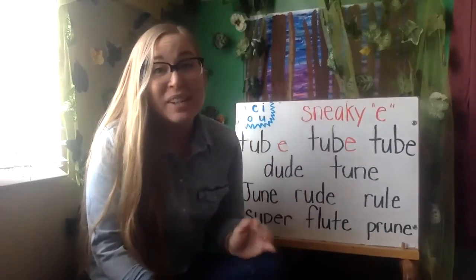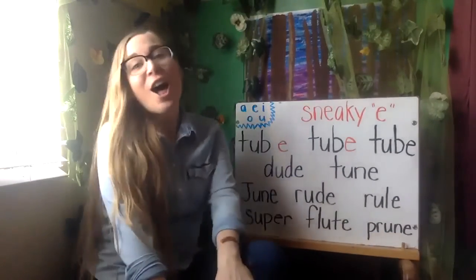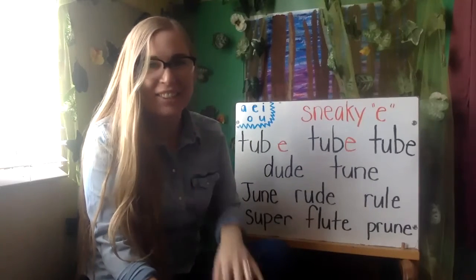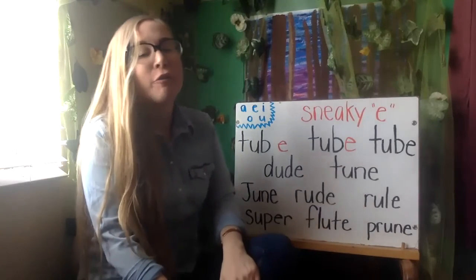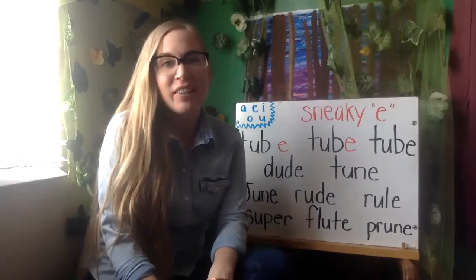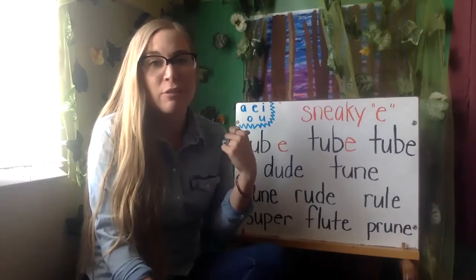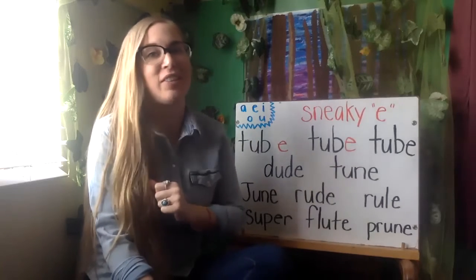All right, so now we're going to start talking about the other sounds that we're going to hear when we add a sneaky E to the letter U. At first, we were talking about when we add that sneaky E, it's going to make that vowel say its name. In this case, it would be the vowel U. So it would make the U say its name.